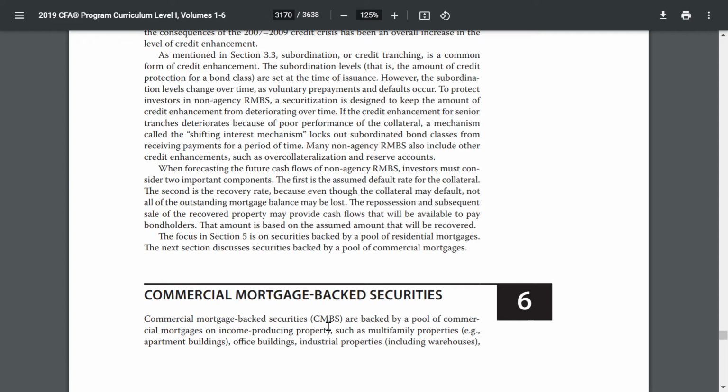Many non-agency RMBSs also include other credit enhancements such as overcollateralization and reserve accounts. When forecasting the future cash flow of non-agency RMBSs, investors may consider two important components. The first is the assumed default rate of the collateral. The second is the recovery rate, because even though the collateral may default, not all of the outstanding mortgage balances may be lost.